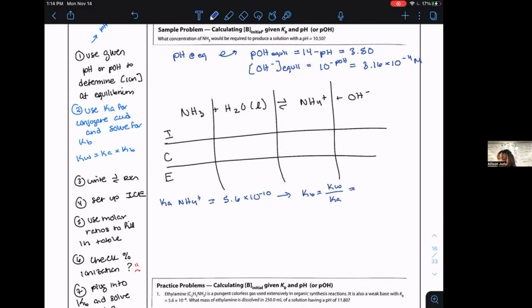So then you plug in to solve for Kb. Essentially Kb is given, granted that you do a little bit of work. You get Kw, 1 times 10 to the negative 14th, all over 5.6 times 10 to the negative 10, and you would get that Kb is equal to 1.78 times 10 to the negative 5th. Okay, now that you know that, that's it.